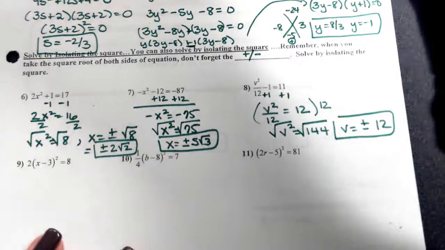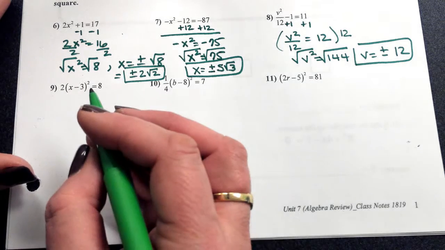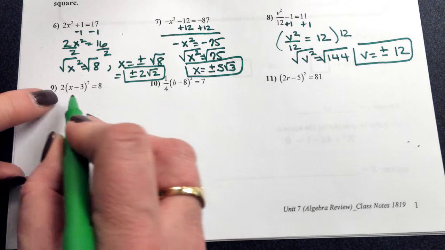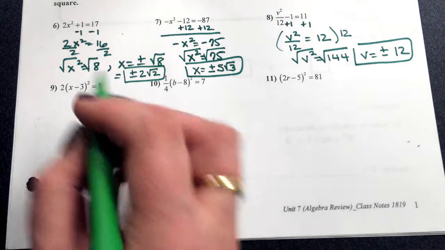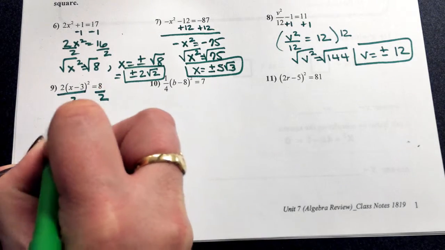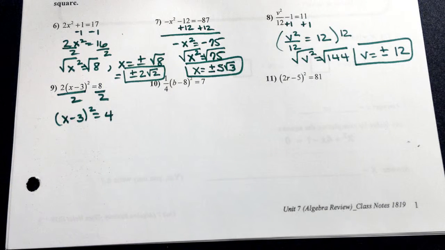Now remember, you can also use isolating the square when you have parentheses raised to the second power. So how am I going to get these parentheses by itself? What's going to be the first step here? I can't distribute the 2. You're breaking order of operations. But you can get the set of parentheses by itself by doing what? It's 2 being multiplied by the parentheses. How can I get the parentheses by itself? Divide by 2. So I have x minus 3 to the second is equal to 4.